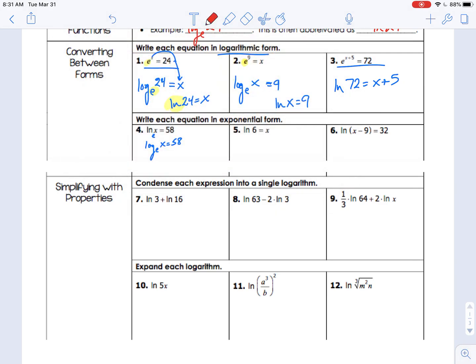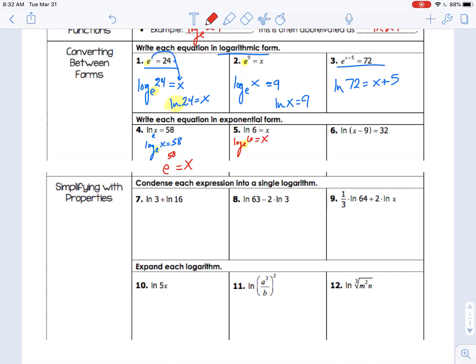All right, and let's try this one here. So again, this is log base e of x is 58 is another way to write that. So we're going to write this as an exponent. So what's the base of my exponent? Well, what's the base of my log? That would be e. Where does my exponent come from? Well, here the exponent went on the other side of the equal sign. So e to the 58 equals x.